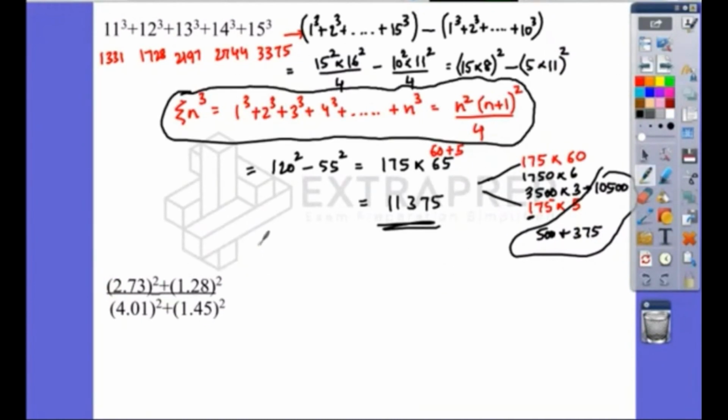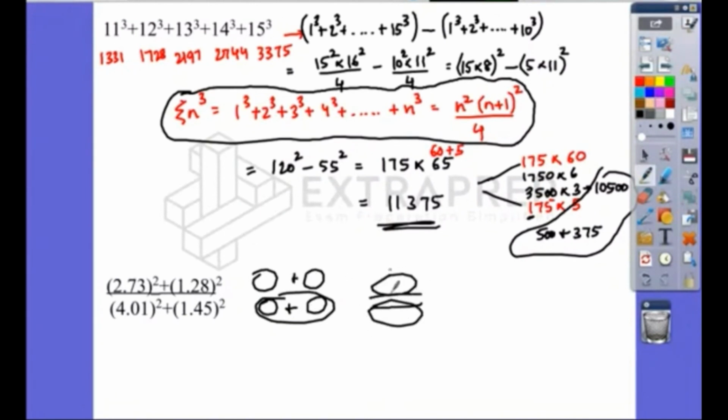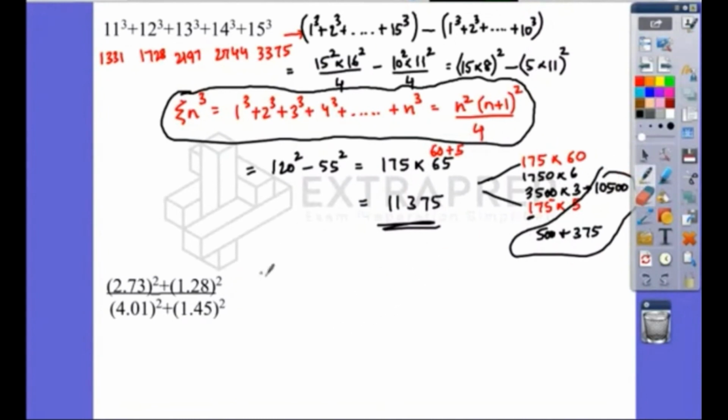Look at the fifth question. I'll solve it for you. See, even if you use a calculator, you cannot solve this problem in a minute. Because you'll have to write 2.73 into 2.73, copy it here, and then write 1.28 into 1.28 here. You'll have to calculate 4.01 square and 1.45 square and write them here. Then you add these two, you get some value, you write it here. You add these two, you get some value, and divide one with the other, and then you'll get your final answer, which is going to take a lot of time. Even if you use a scientific calculator, it's going to take a lot of time, because you'll have to give the parentheses and brackets properly.